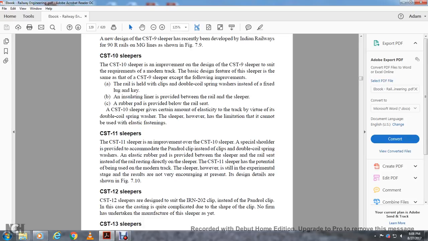A special shoulder is provided to accommodate the Pandrol clip. Instead of the clip, a double coil spring with an elastic rubber pad is provided between the sleeper and the rail seat, instead of the rail resting directly on the sleeper. The CTS-11 sleeper is potentially being used with the monotrack. However, it is still in the experimental stage and results are not very encouraging at present. The design details are shown in Figure 7.10.